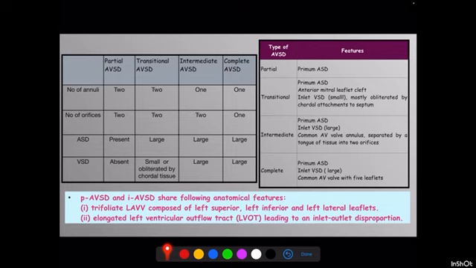Partial AVSD and intermediate AVSD will share the following anatomical features, that is, trifoliate. You don't call it mitral valve, whereas you call it LAVV, and it is composed of left superior, left inferior, and left lateral leaflets. The elongated left ventricular outflow tract will lead to the inlet-outlet disproportion. Let us see about this in detail in the subsequent slides.